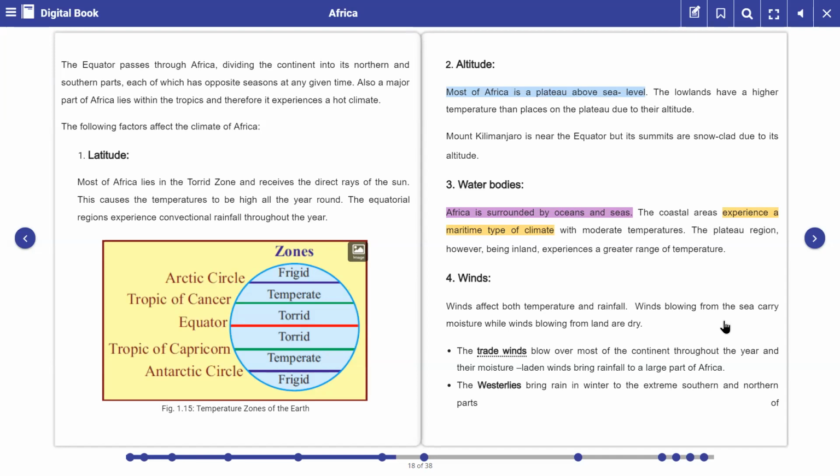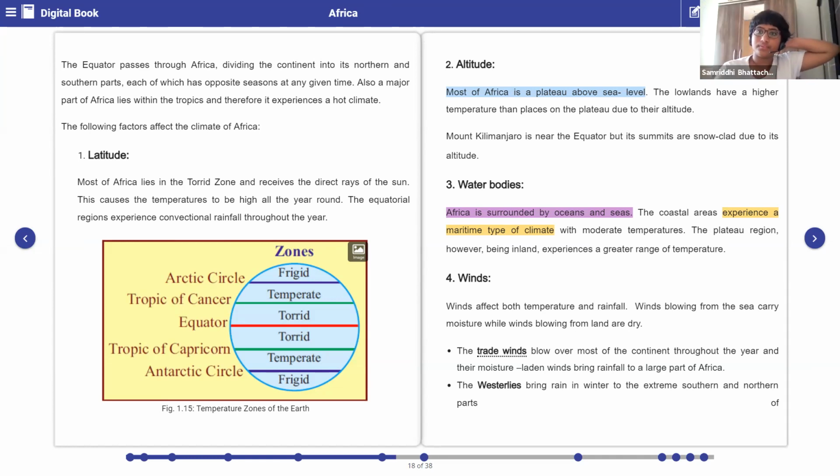See, when winds blow, what do they carry? Moisture, isn't it? The winds which blow from the sea carry moisture, while winds which blow from the land are dry. If you have experienced winds near oceans and seas, and if you have experienced winds on normal land, is there a difference in the wind?